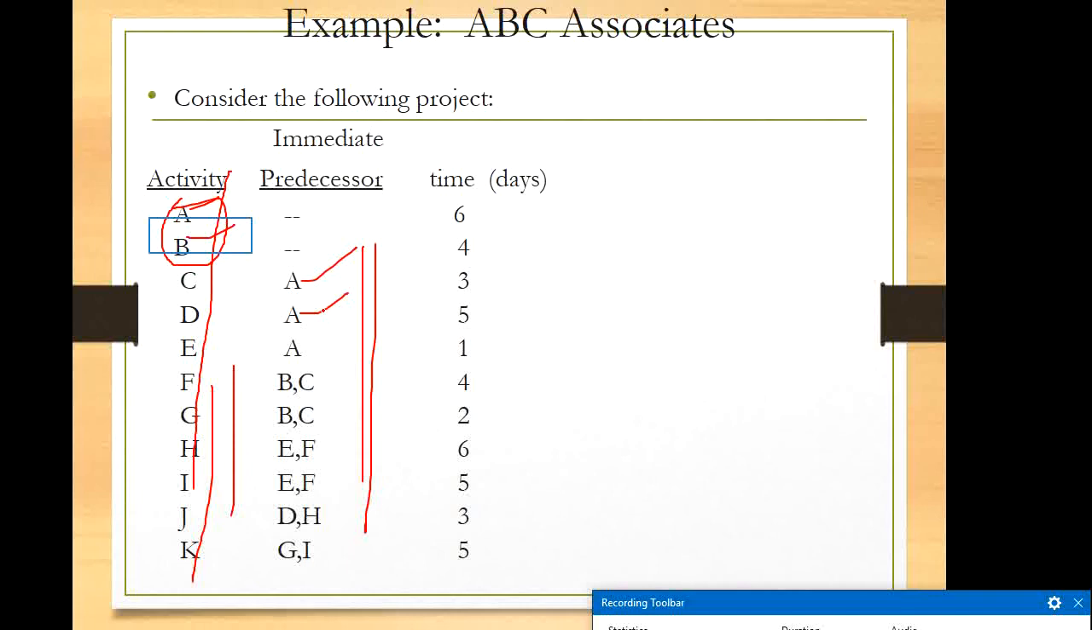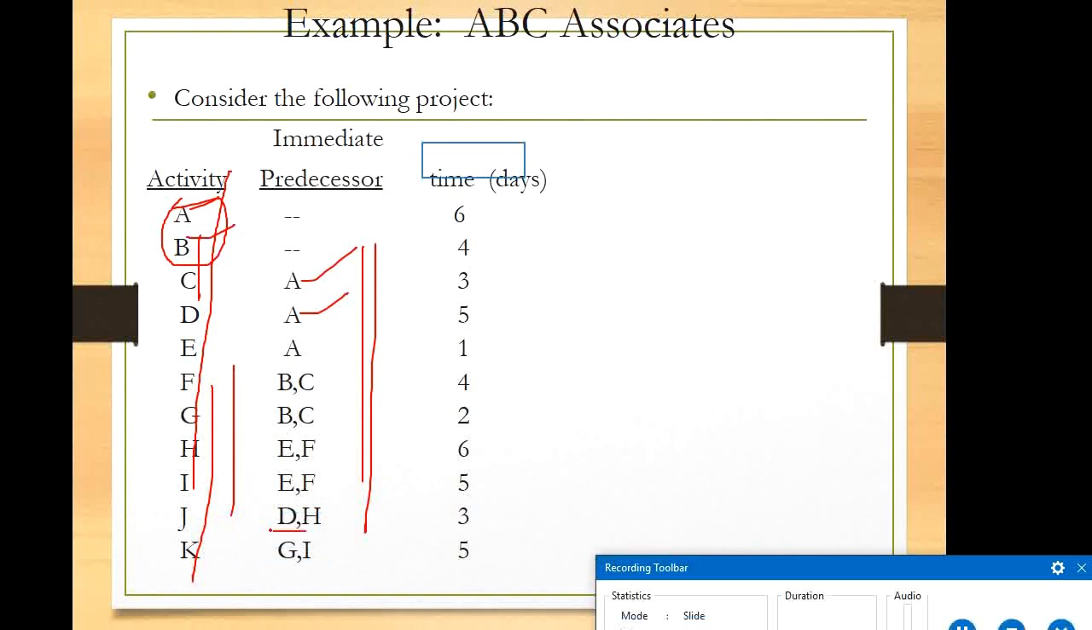For F, both B and C need to be finished. Preceding means completed, need to be completed. For G also, both B and C should be completed. For H, both E and F should be completed. For I, E and F should be completed. For J, D and H. For K, G and I to be completed before commencing those. So this is the network from A to K.